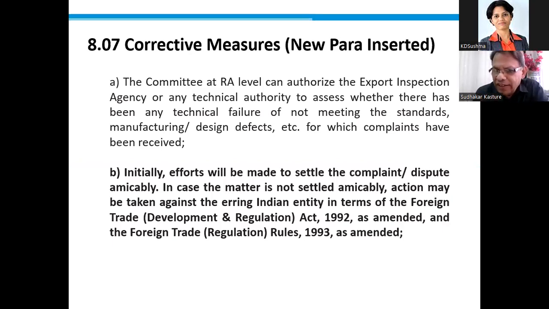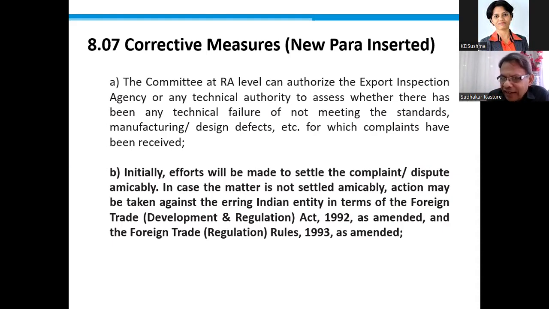The committee situated at regional office level can authorize the export promotion agency or any technical authority to assess whether there has been any technical failure of not meeting the standards, or manufacturing design defects for which complaints have been received. Initially, efforts will be made to settle the complaint or dispute amicably, discussing with each other. In case the matter is not settled amicably, action may be taken against the erring Indian entity in terms of the Foreign Trade Development and Regulation Act 1992 as amended.